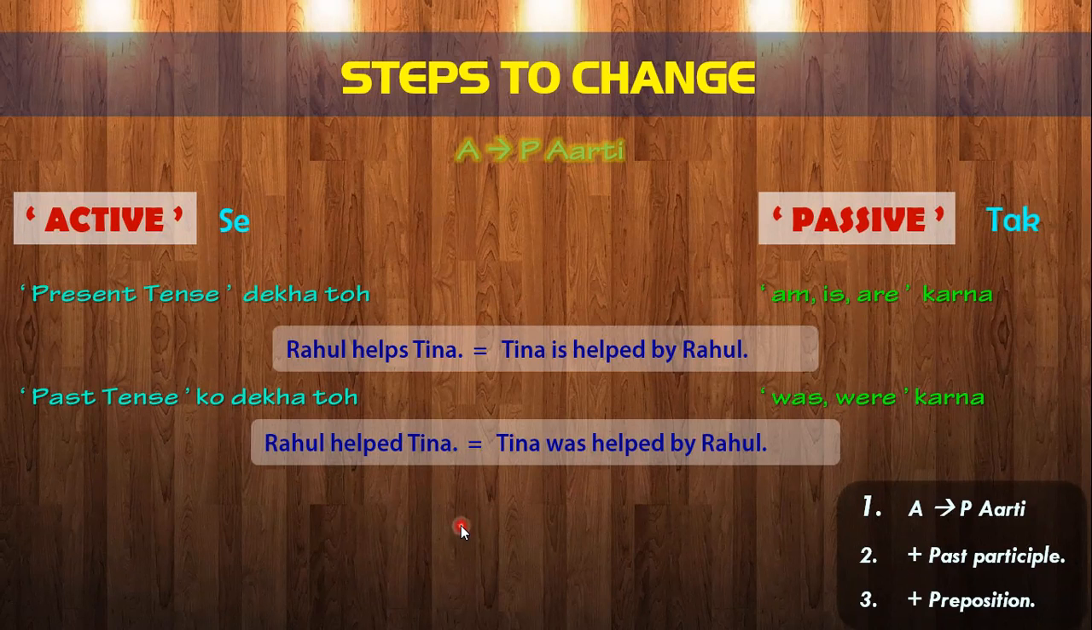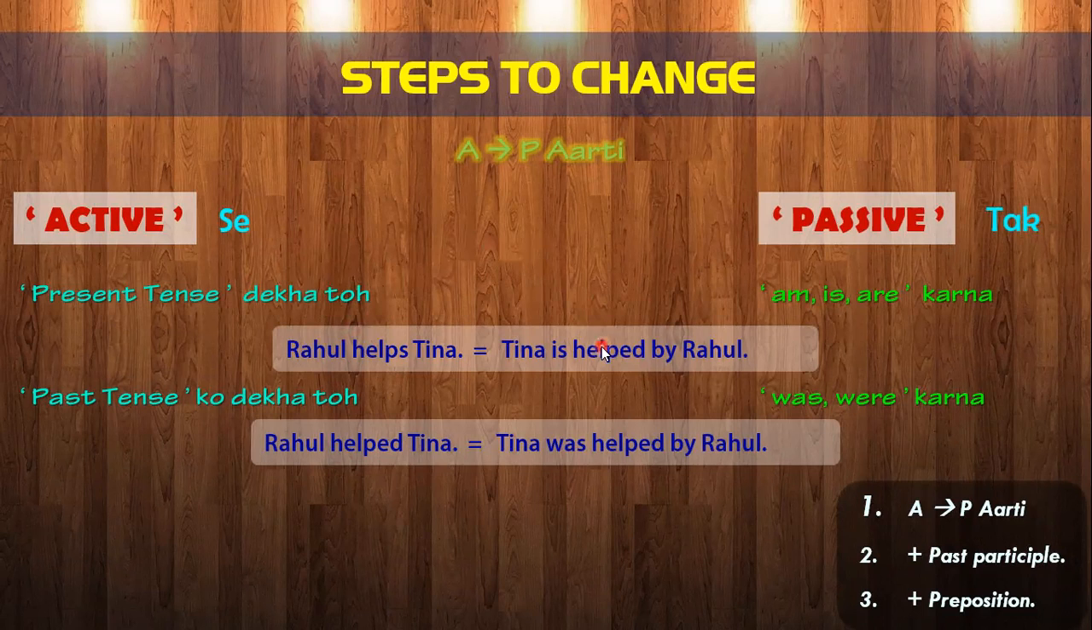Let's go with the second step. Correction of to be form. We have understood it. Present tense dekha to am, is, are karna. Past tense ko dekha to was, were karna is the correction of to be form. Let's go with the third step. Past participle of the main verb. So which is the main verb in active voice? Helps and helped. But when we change to passive, they all change into past participle form.